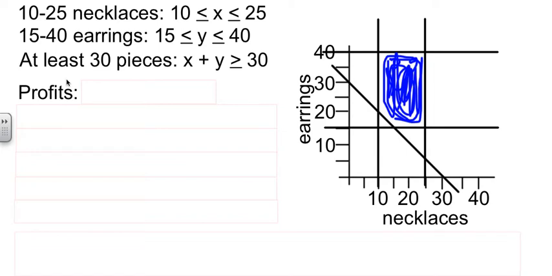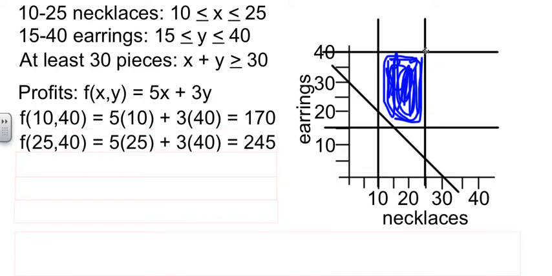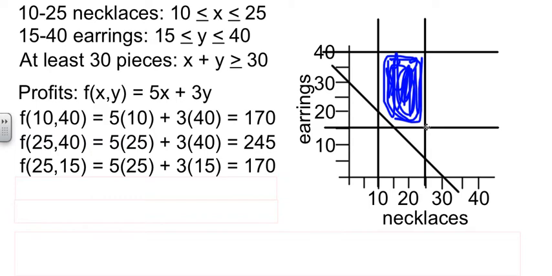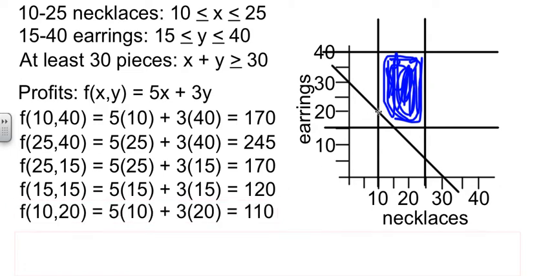Now we need our profit function. And we said in the problem that she's going to make $5 profit on each necklace plus $3 profit on each pair of earrings. We've got our profits, we've got our function, we've got our region. The next thing we need is our corners. Well, we have a corner at 10 and 40, which when we plug that in, we find out that we got 170 for our profit. We've got a corner at 25 and 40. When we plug that in, we get a profit of 245. At 25 and 15, you get a profit of 170. At 15 and 15, we get a profit of 120. And at 10 and 20, we get a profit of 110.